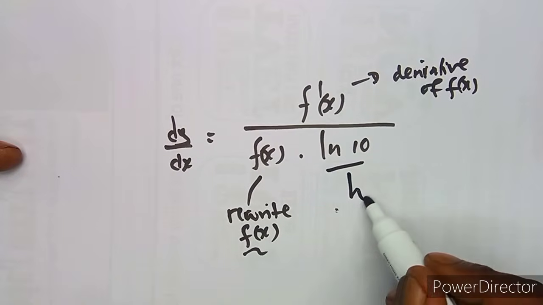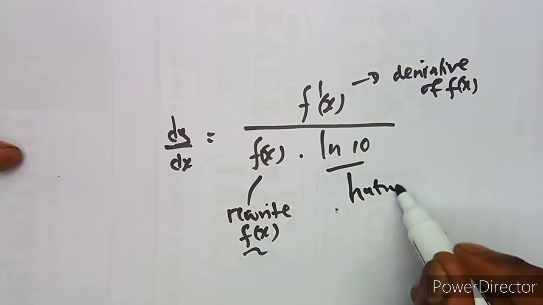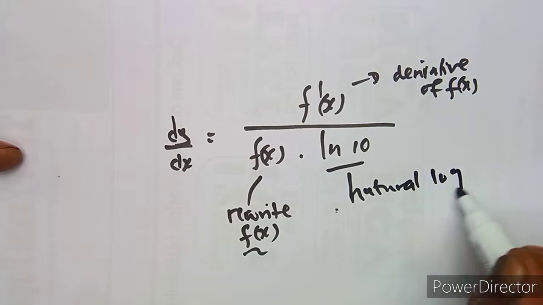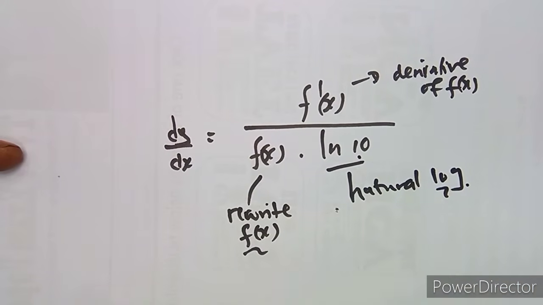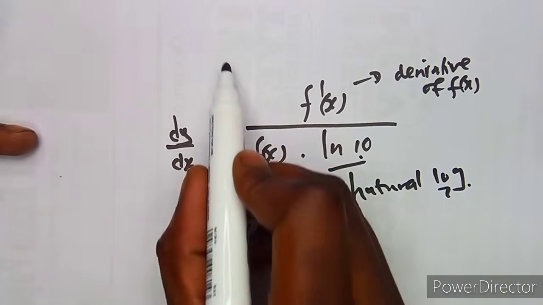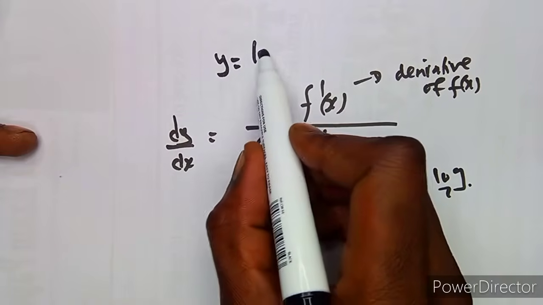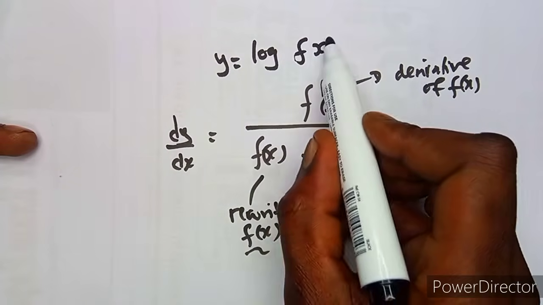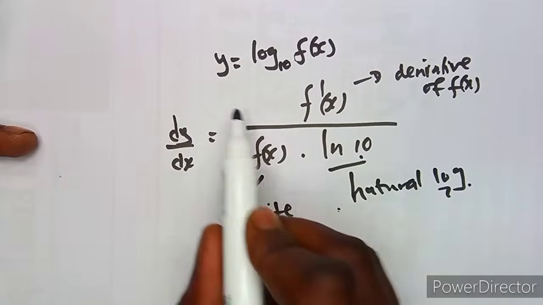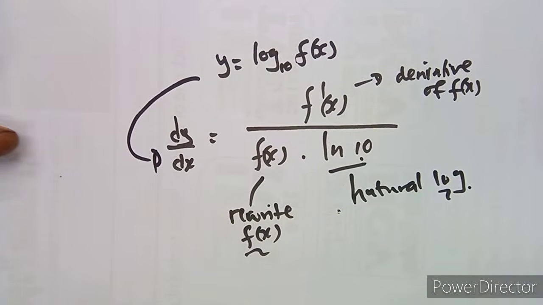Then this one is now a natural log, because we are in base 10. So that is why we are going to have ln 10. So this is where y is equal to log f of x, like this, in base 10. That is what is going to be your dy/dx.